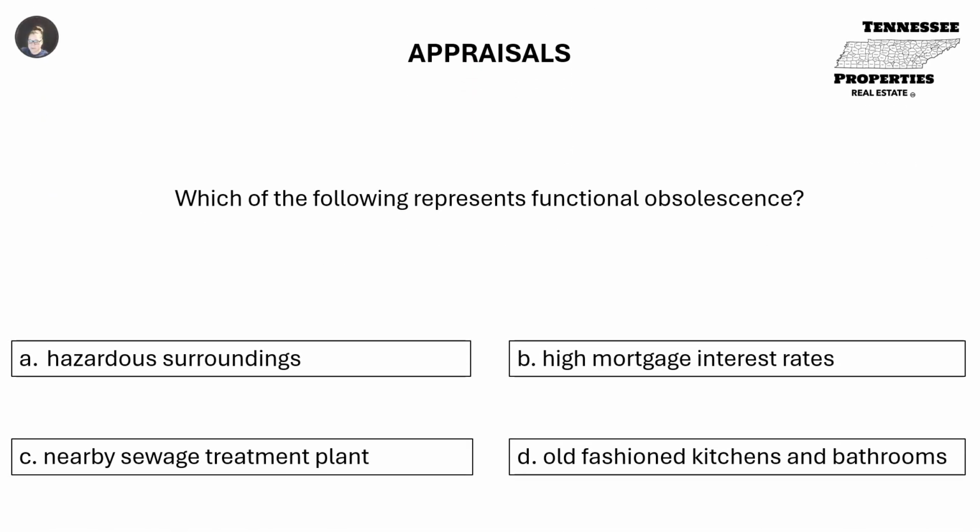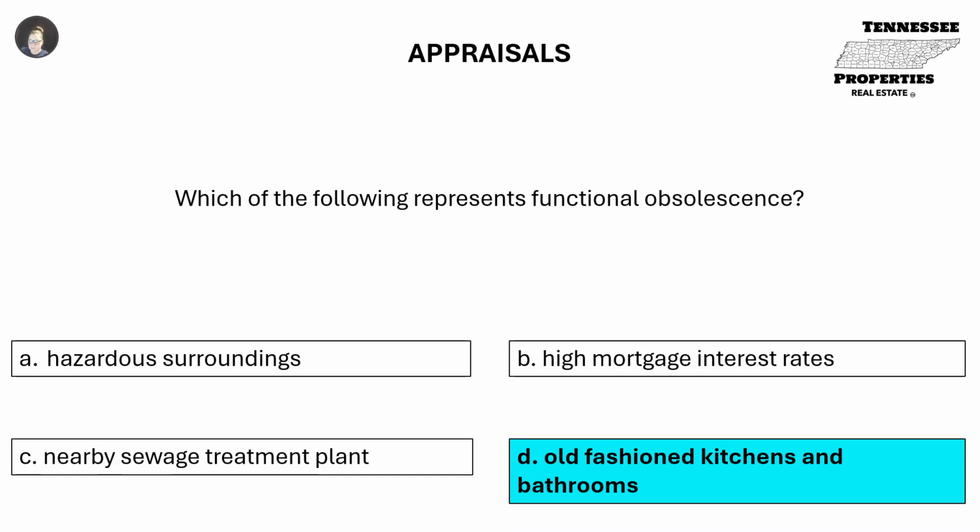Which of the following represents functional obsolescence? A. Hazardous surroundings. B. High mortgage interest rates. C. Nearby sewage treatment plant. Or D. Old-fashioned kitchens and bathrooms. D. Old-fashioned kitchens and bathrooms.